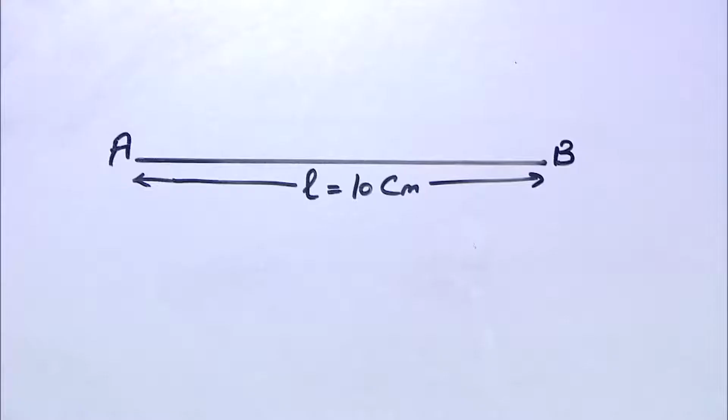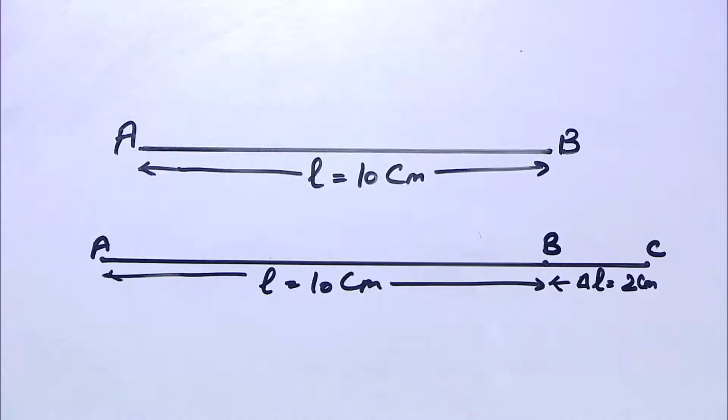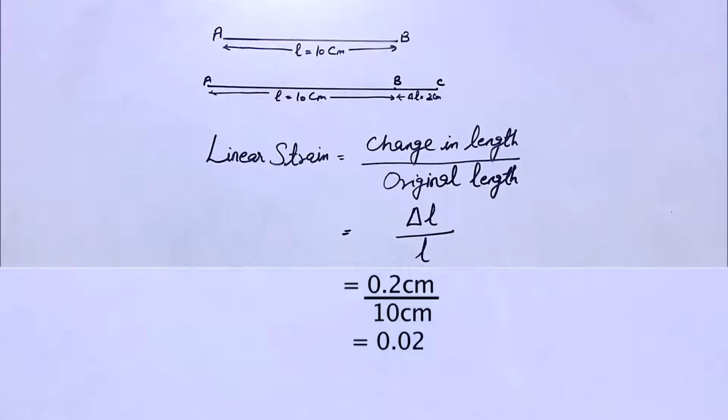For example, before the stretch we take the length of the wire to be 10 centimeter, and after the stretch it comes out to be 10.2 centimeters. Therefore, the difference in both situations gives you the change in the length, which is 0.2 centimeters, and the original length is 10 centimeter. And when we take the ratio of the change in the length to the original length, it will provide you with a pure number stating the longitudinal strain.